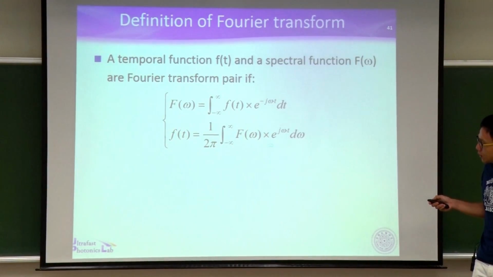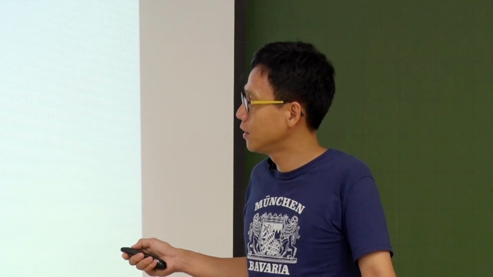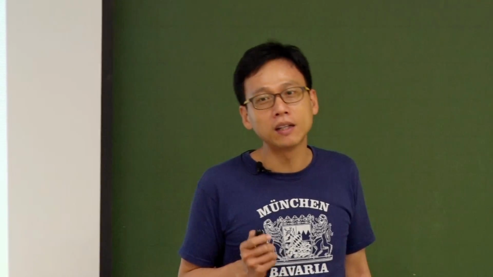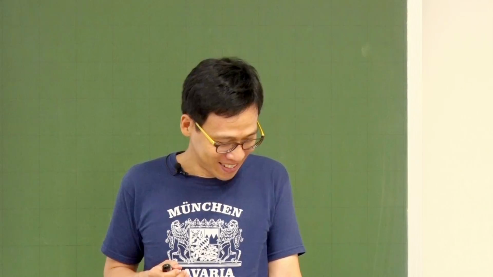And the next one is the inverse Fourier transform formula. Small f of t can be obtained by a similar integral where the integrand is the product of the spectral function big F and the kernel function e to the positive j omega t. I'm sure you are familiar with the formulas. But the question is, what is the meaning of these two formulas? Are they just two formulas torturing the students? Of course not.